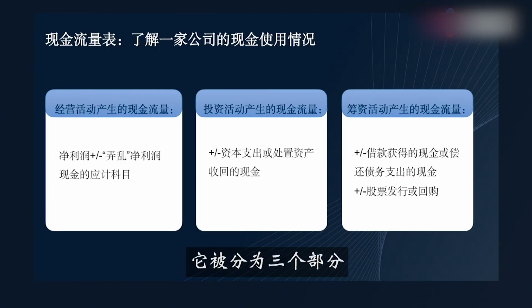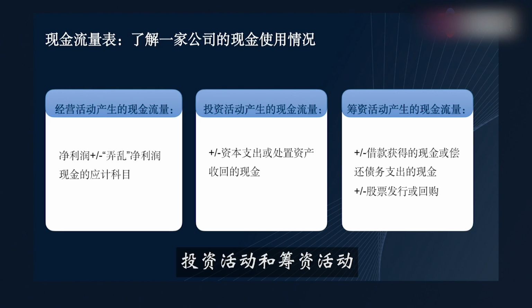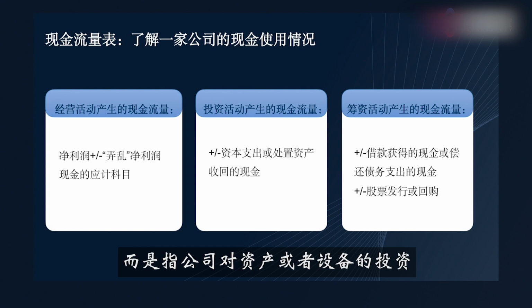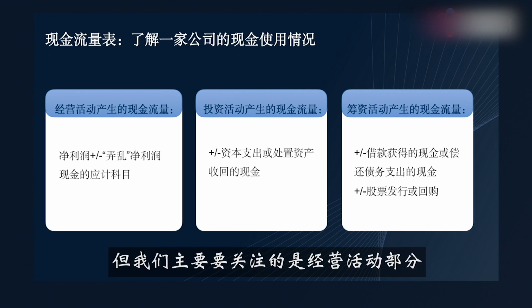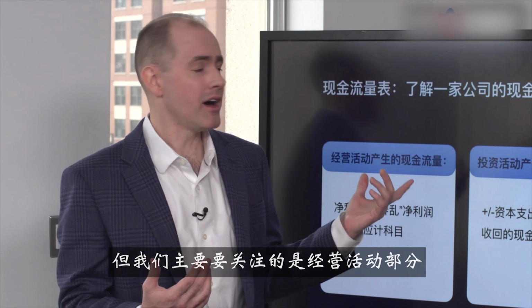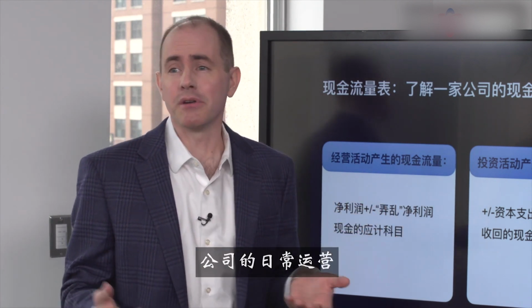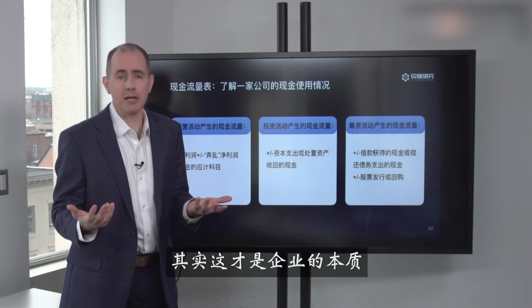It's divided into what we call three parts or three paragraphs: the operating, the investing, and the financing. Now, investing is not stocks or bonds. In this case, it's like company investments into assets or equipment. The financing part is the true stocks and bonds part, but most of the focus is on the operating section because that's the section that's really part of a company's daily operations. Essentially, what's the real business look like?